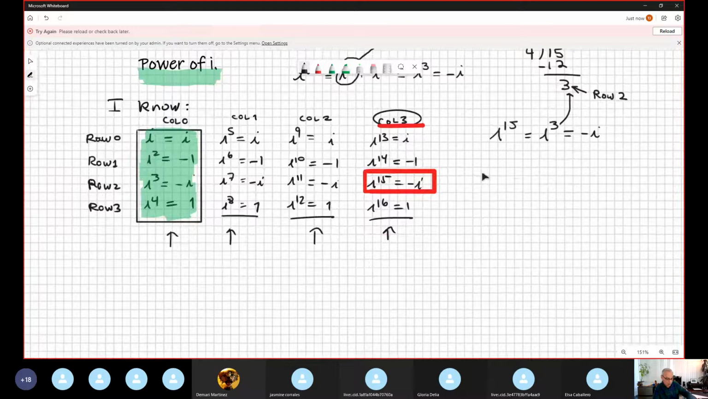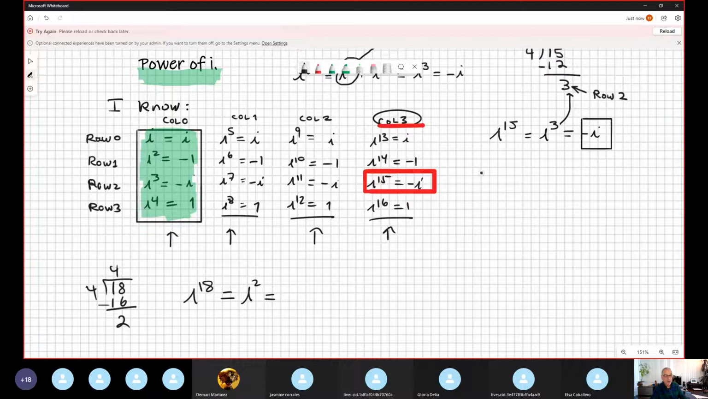Let's do an example. I have 1, 2, 3 more examples, and we continue after. But this is the final answer. I^15 is negative I. Suppose I to the 18. I suppose it's the next column, but I don't care too much about this. In one corner of the piece of paper, I copy 18 divided by 4. Always divided by 4, because the pattern is repeated, cyclical by 4. Now it's obvious, because 4 times 4 is 16, subtraction is 2. I don't care about that 4. I care about the remainder. This is I squared. I know very well, by memory, that I squared is negative 1. End of the story.